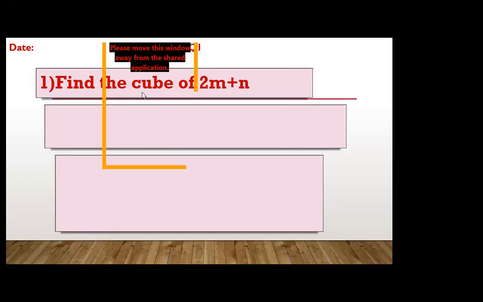The question is find the cube of 2m plus n. Saad, which formula we have to apply? (x + y) cube equals x cube plus 3x square y plus 3xy square plus y cube. Okay, so here we have to use the plus formula.